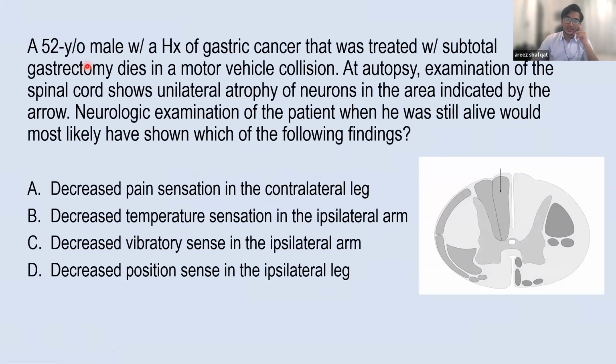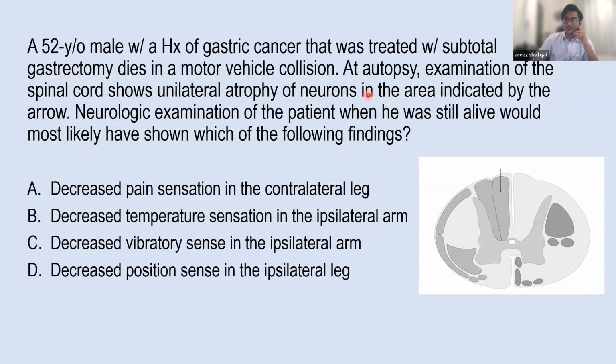So a 52-year-old male with a history of gastric cancer that was treated with subtotal gastrectomy dies in a motor vehicle accident. At autopsy, examination of the spinal cord shows unilateral atrophy of neurons in the area indicated by the arrow here. Neurologic examination of this patient when he was still alive would most likely have shown which of the following findings? D, okay.